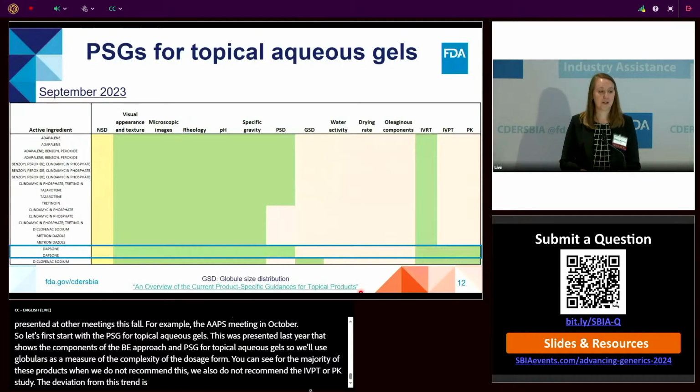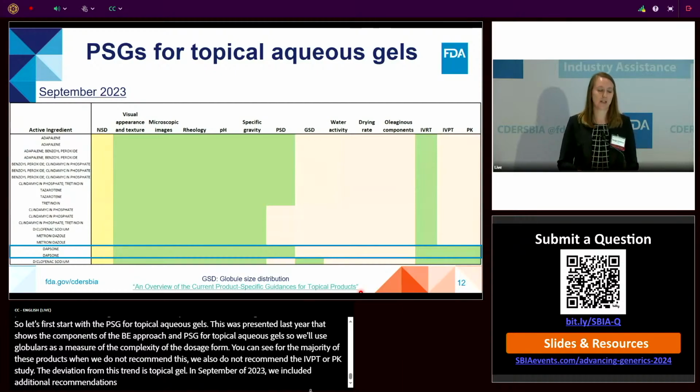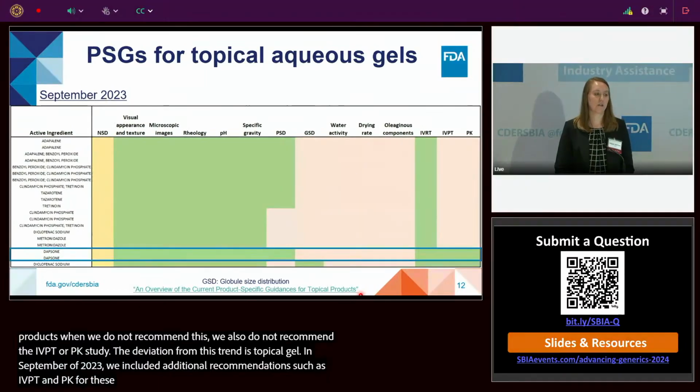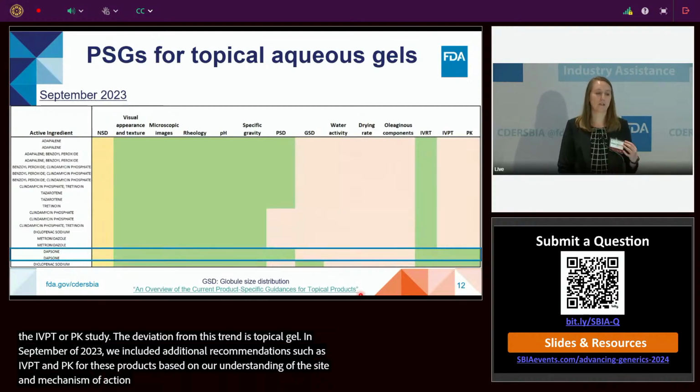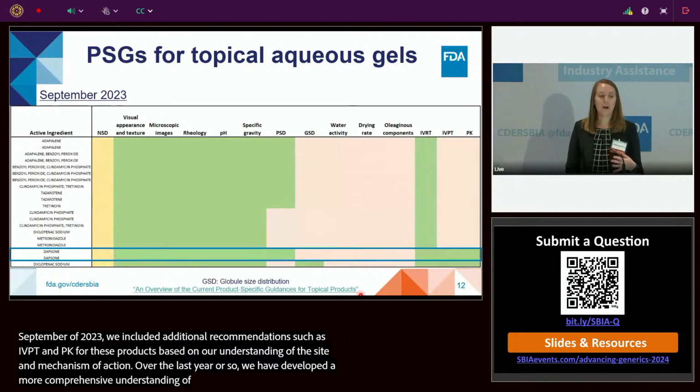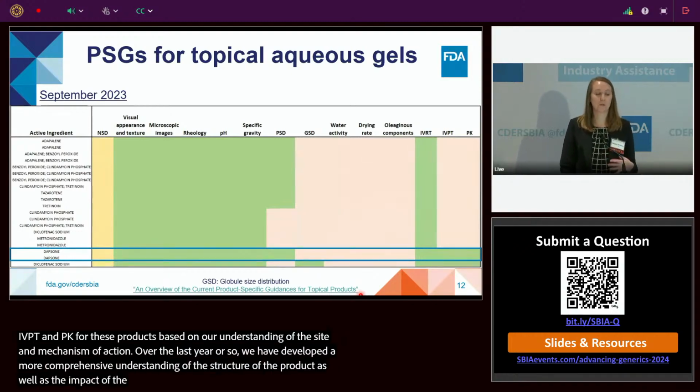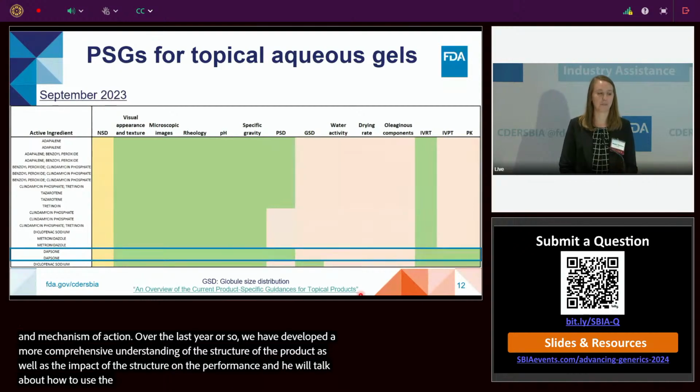In September of 2023, we included additional recommendations such as IVPT and PK for these products based on our understanding of the site and mechanism of action of this drug product. However, over the last year or so, we've developed a more comprehensive understanding of the structure of the drug product, as well as the impact of this structure on the performance. And Dr. Sacalozzi will talk about how we use modeling and simulation to do this in the next presentation.